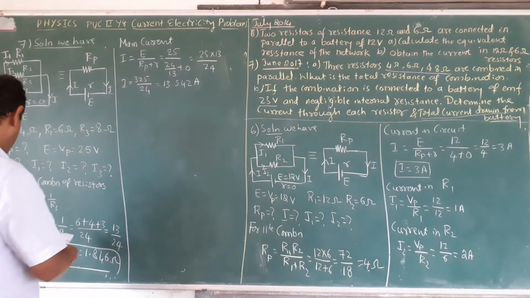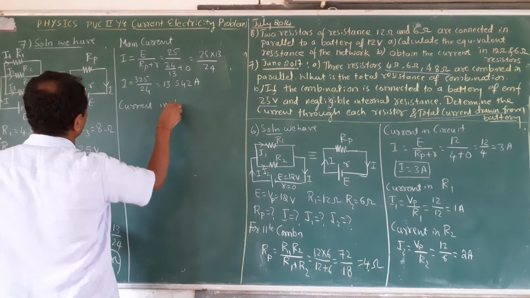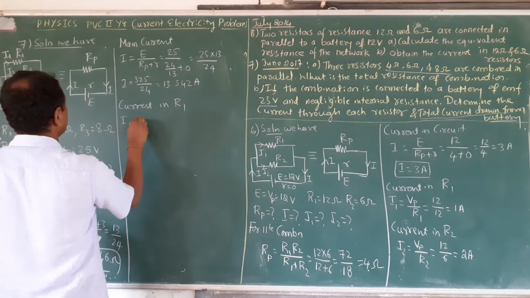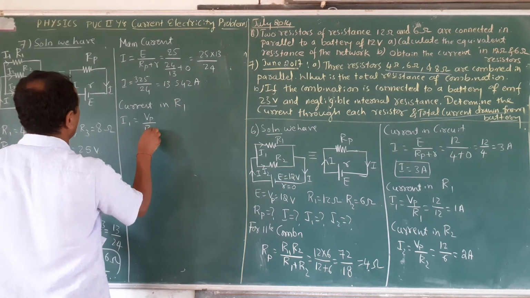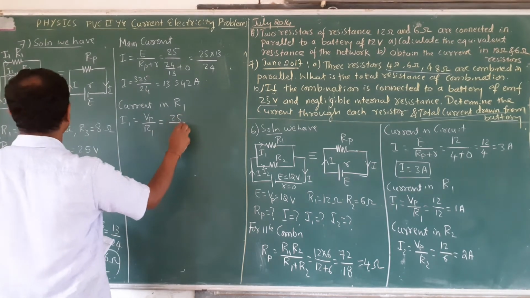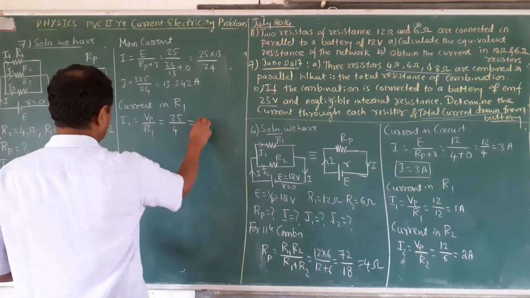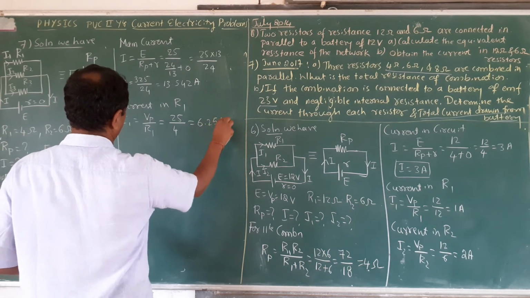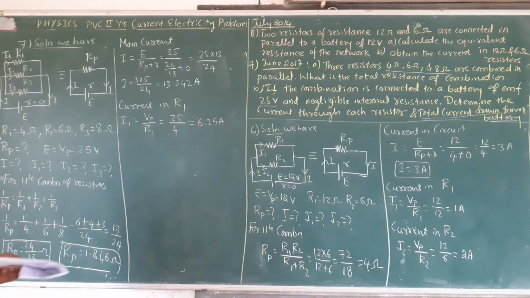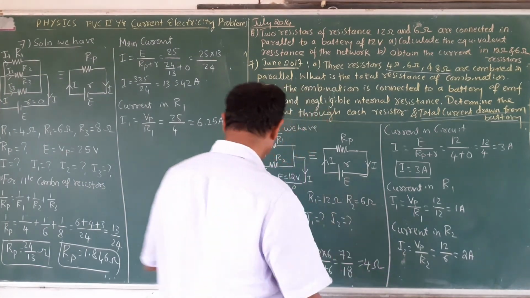Now the current in each resistor. Find out the current in R1. I1 is equal to Vp divided by R1. Vp is how much? 25. 25 divided by R1, which is 4. What do you get as the answer? This is 6.25. You calculate with the help of the calculator. The answer is 6.25.